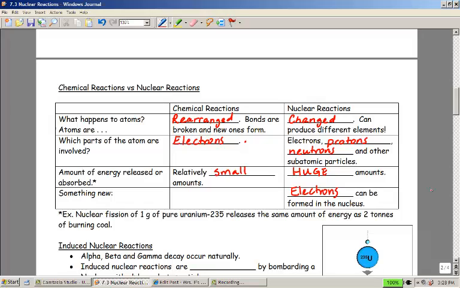The amount of energy released is different. With chemical reactions, a small amount of energy may be released or even absorbed, but with nuclear reactions, huge amounts of energy are involved. And something different about nuclear reactions as well is that electrons can actually be formed in the nucleus, and that doesn't happen with chemical reactions.